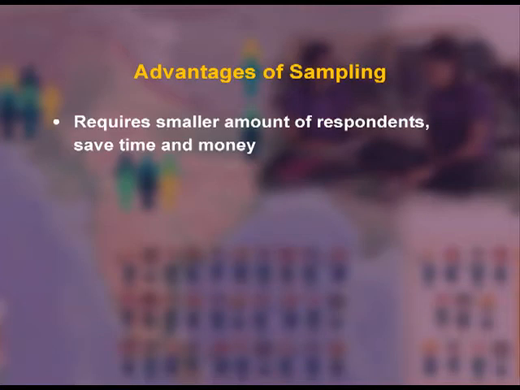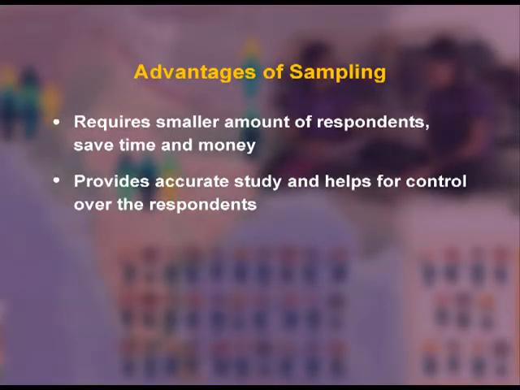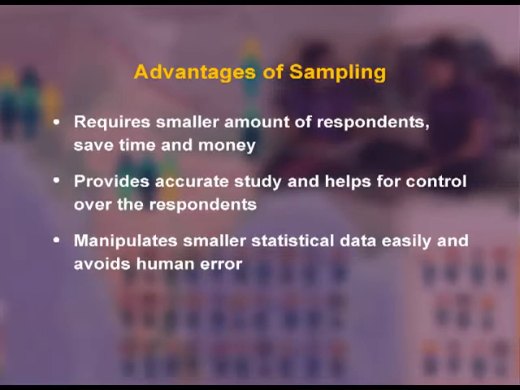Advantages of sampling. First, requires a smaller number of respondents. Saves time and money. It involves a smaller number of subjects, which reduces investment of time and money. Second, provides accurate study and helps with control over the respondents. Sampling can actually be more accurate than studying an entire population because it affords investigators a lot more control over the respondents.